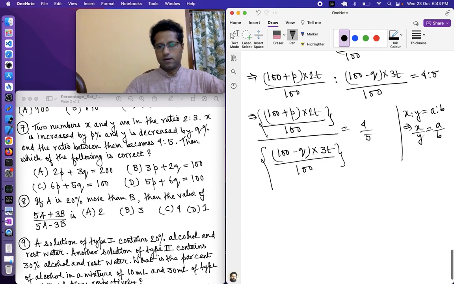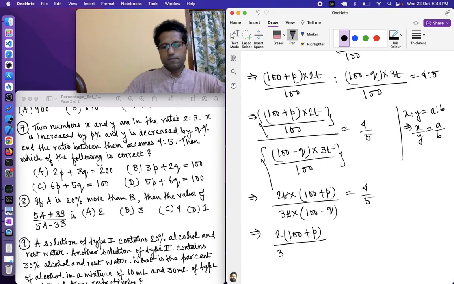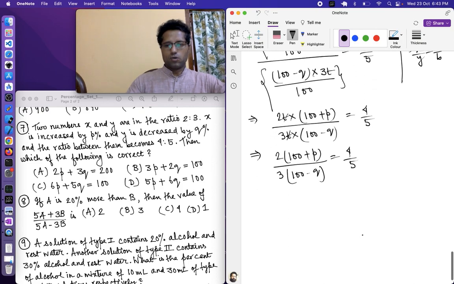Now on the left hand side, 100 cancels out, and also t cancels, and we get (2t multiplied by 100 plus p) divided by (3t multiplied by 100 minus q) is equal to 4 by 5. From the left hand side we can cancel out t and we get (2 multiplied by 100 plus p) divided by (3 multiplied by 100 minus q) is equal to 4 by 5. Now we can do cross multiplication.